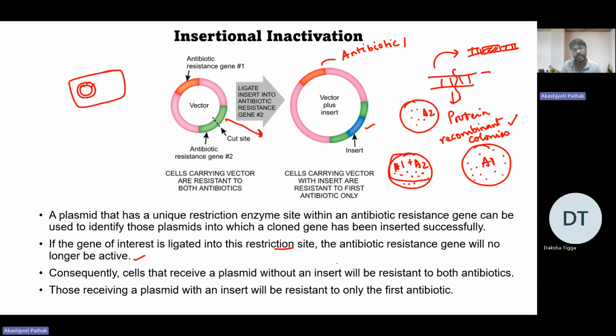So there will be a few cells which will receive this kind of plasmid. The cells which receive this kind of plasmid will be resistant to both antibiotics. They will grow in LB agar plates which have been supplemented with both antibiotics. But those which receive a plasmid with an insert, so the bacteria which receive this kind of plasmid, this is your plasmid 2, will be resistant only to the first antibiotic, but they will be sensitive to antibiotic 2. Okay.